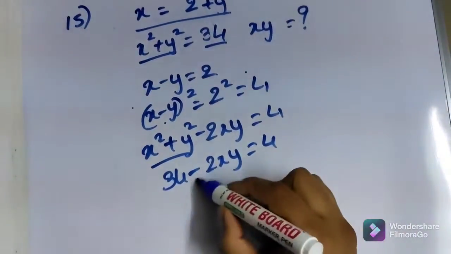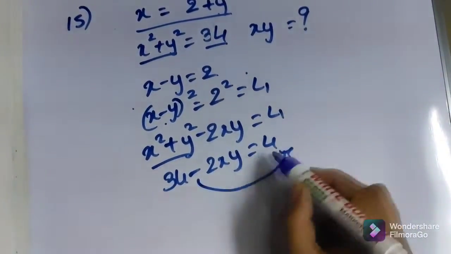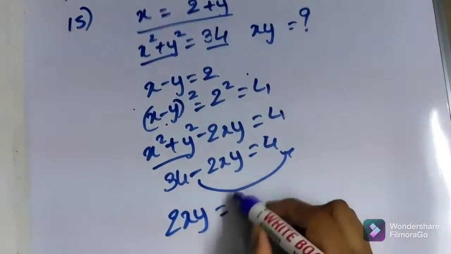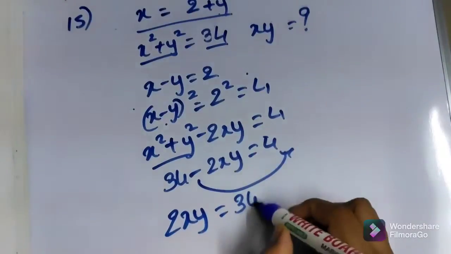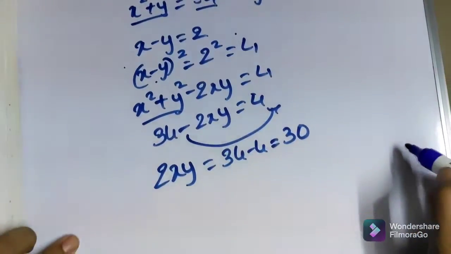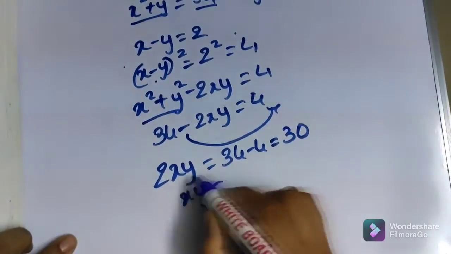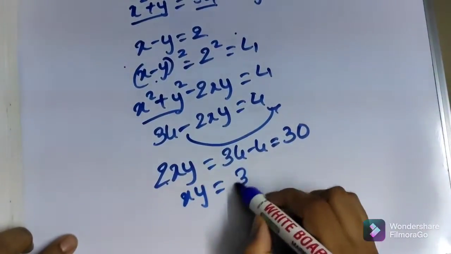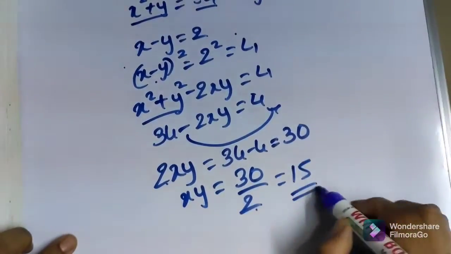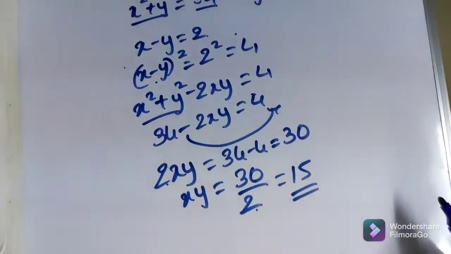Now I will shift this to this side, and this I'll bring to this side. I will get 2xy is equal to 34 minus 4, which is nothing but 30. Now we can find the xy value easily by shifting the 2 to the other side. That is, the 2 goes down. 30 by 2 will give me the answer 15. That is the answer for xy.